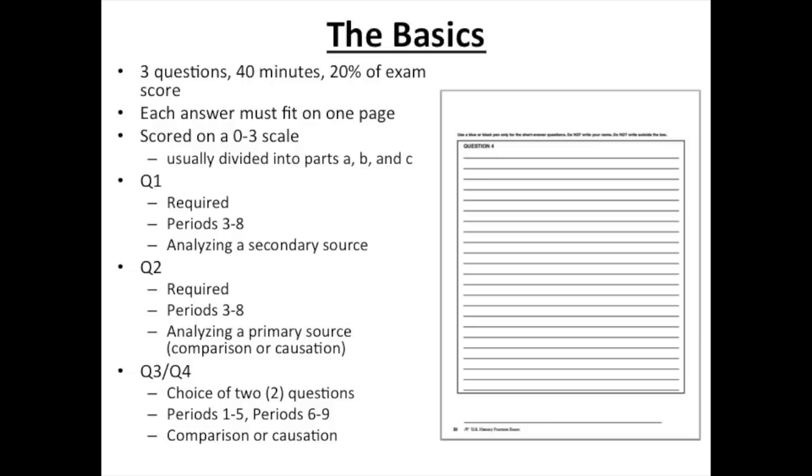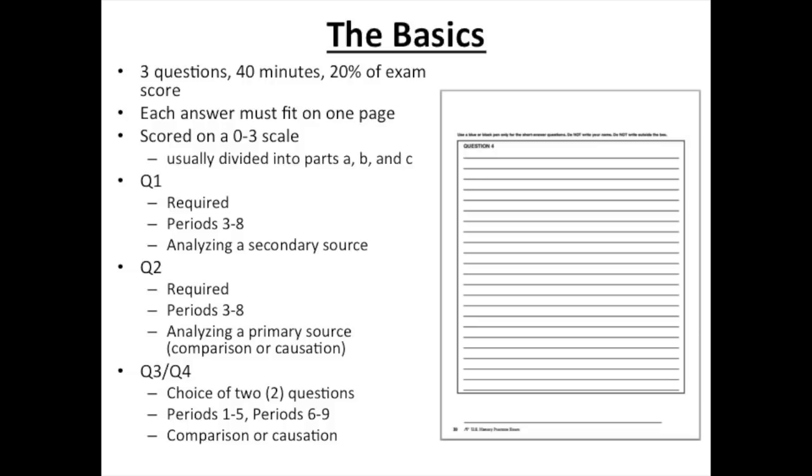Question 1 and 2 are required, and then you get a choice between questions 3 and 4. So we'll start with question 1. It's again required. You have to answer question 1. It will come from periods 3 through 8 from the APUS history curriculum. In short, that means it will come from between the years 1754 and 1980. Pretty big range to cover. Question 1 will have you analyze a secondary source, so a piece of writing from a historian, most likely.